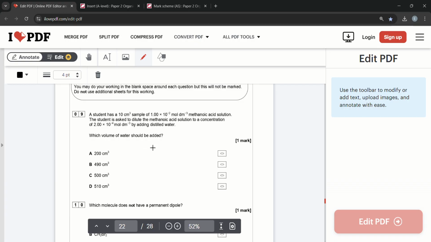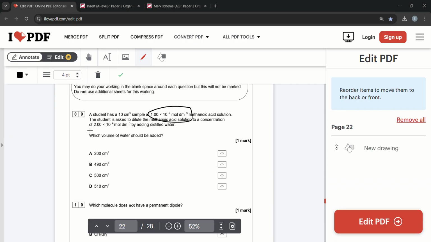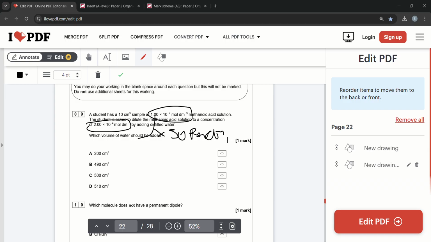So first thing we're going to do is look at what's changed. Going from a sample of this concentration to that. So if we do 1.0 times 10 to the power minus 2 divided by 2.0 times 10 to the power minus 4, we can see that we've multiplied by a factor of 50. So if we multiply 10 centimeters cubed by 50, we get 500 centimeters cubed.